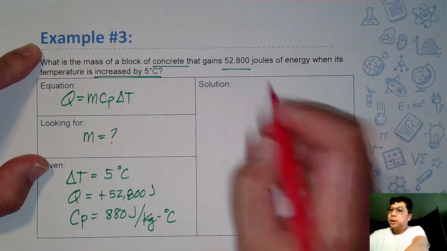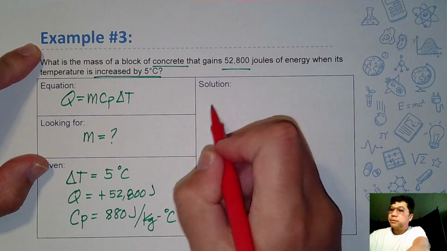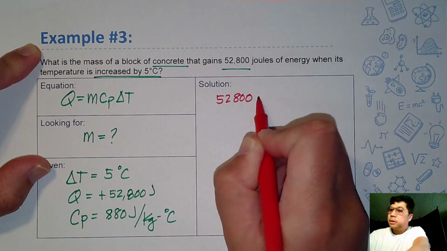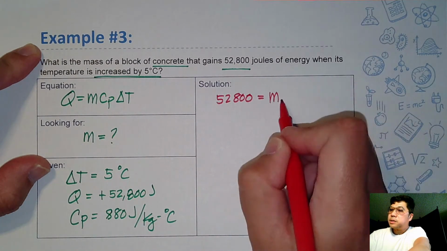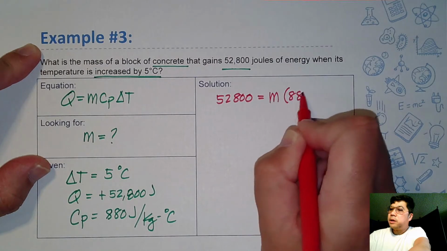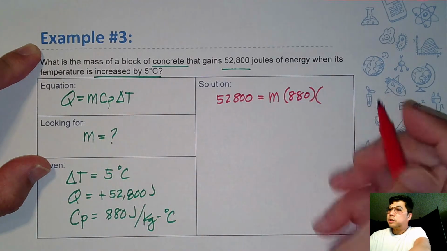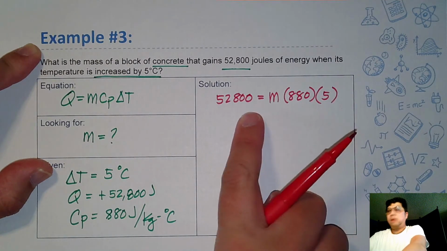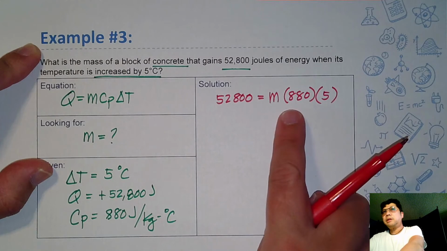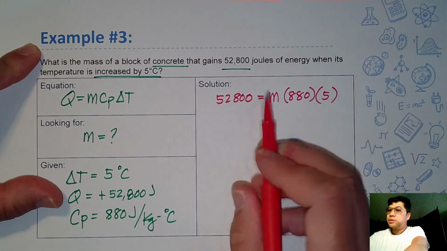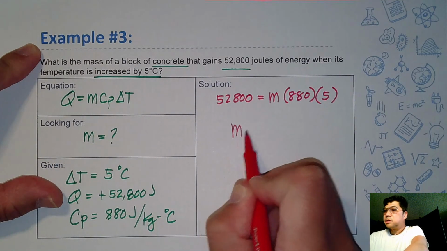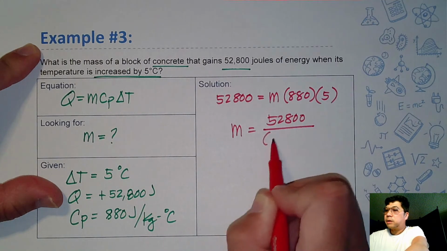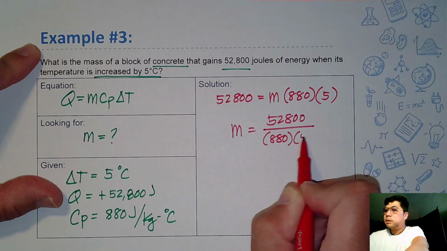All we have to do is plug in the information we know into our equation and then simplify it further. Q is positive 52,800. We want to solve for our mass. Specific heat is 880, and the change in temperature is 5 degrees. Now we can divide both sides by the product of 880 and 5, so mass is simply equal to 52,800 divided by 880 times 5.